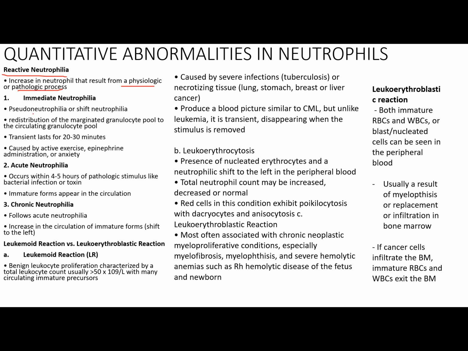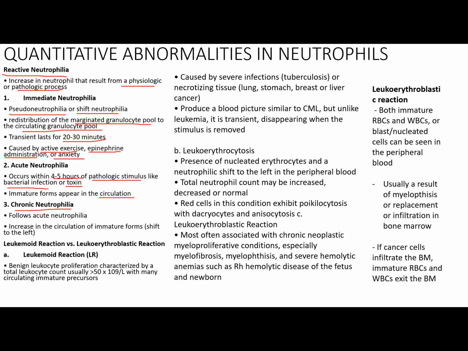We have the first one, the immediate neutrophilia. This is pseudoneutrophilia or shift neutrophilia, a distribution of the marginated granulocyte pool to the circulating granulocyte pool. Transient, lasts for 20 to 30 minutes, caused by active exercise, epinephrine administration, or anxiety. Then we have your acute neutrophilia, which would occur 4 to 5 hours after a pathologic stimulus like bacterial infection or toxin. Immature forms would appear in the circulation.